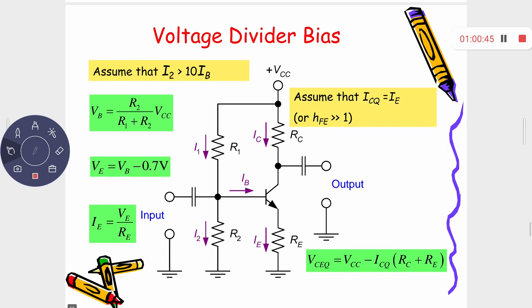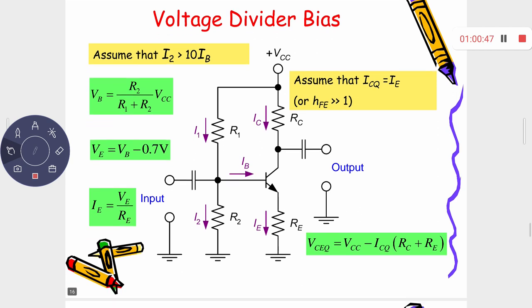Voltage divider bias. And typically this circuit is used. There you have 1, 2, 3, 4 resistors. So far you have seen only 2 resistors or 3 resistors. Now here you have 4 resistors. R1, R2 for voltage division, RC as the collector resistor, RE as the emitter resistor. Right?